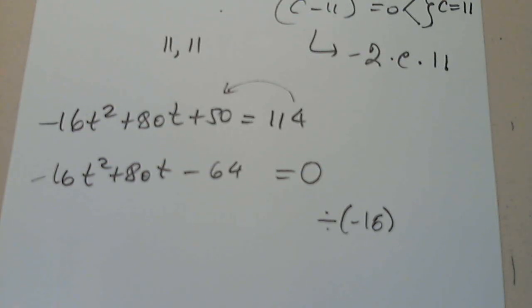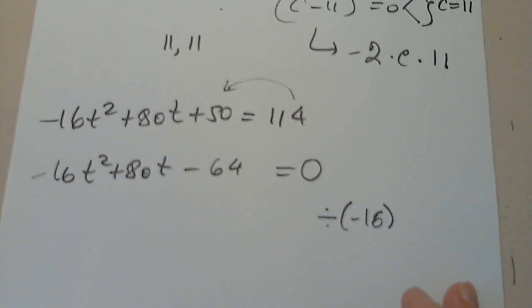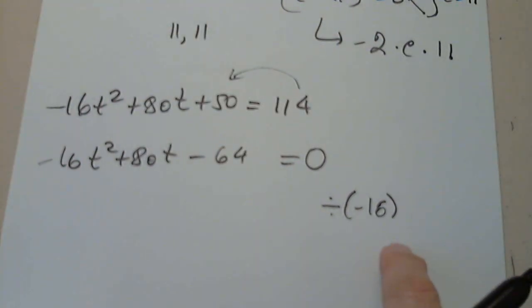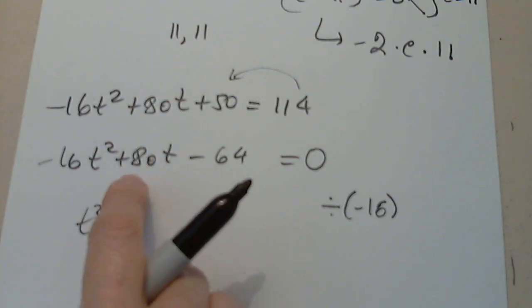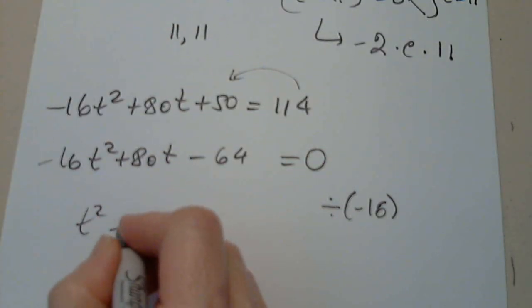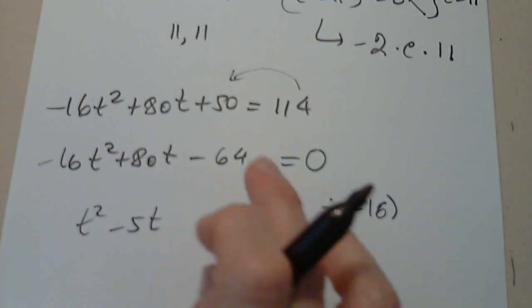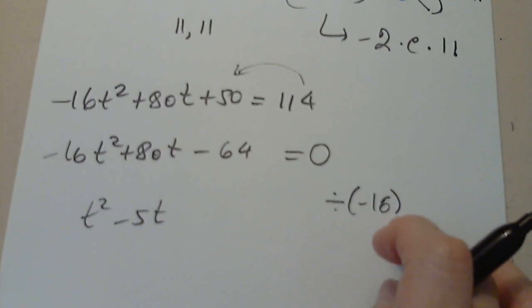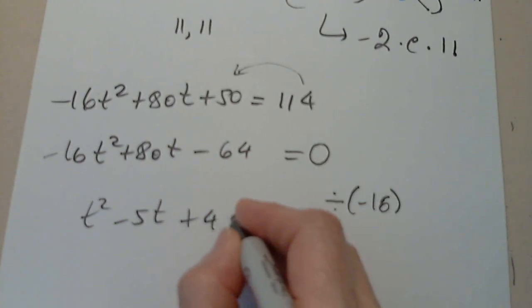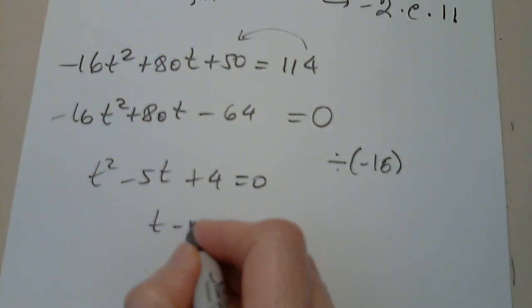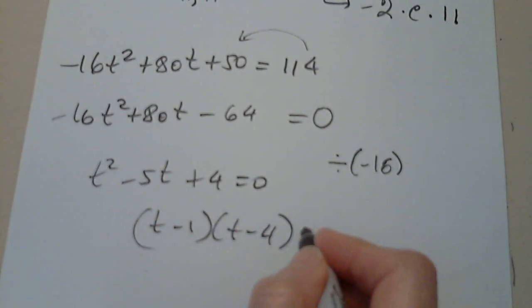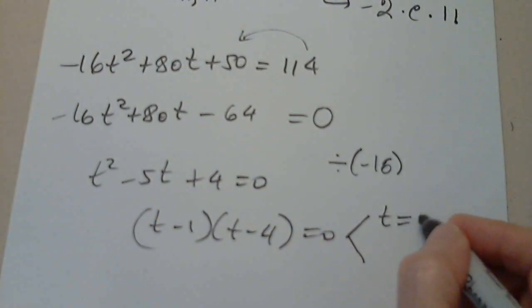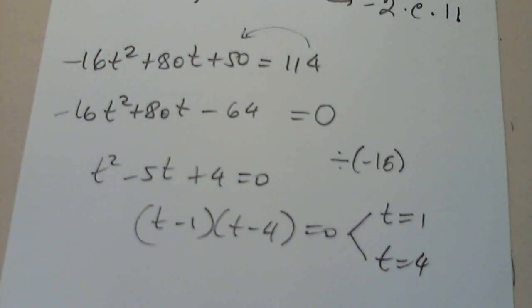Ever, ever, ever. Of course, I'm going to try and divide by negative 16 and see if it works. I hope it does. So this divided by negative 16 is t squared. 80 divided by negative 16 is negative 5. And negative 64 divided by negative 16 is positive 4. And I'm done. And I found two solutions, t equals 1 and t equals 4.